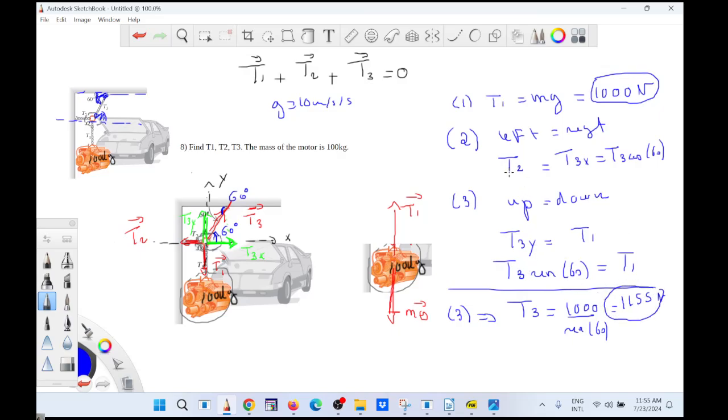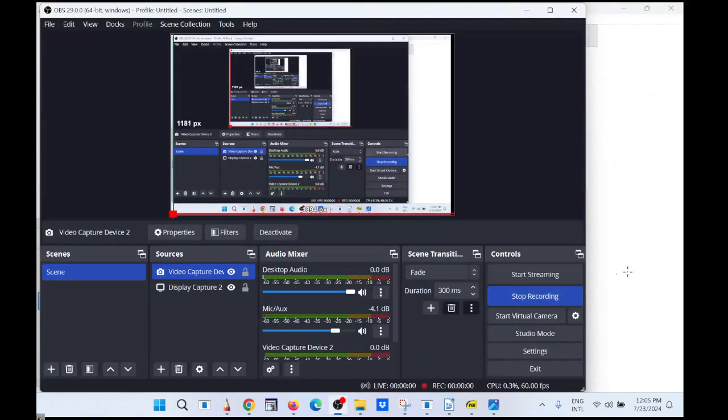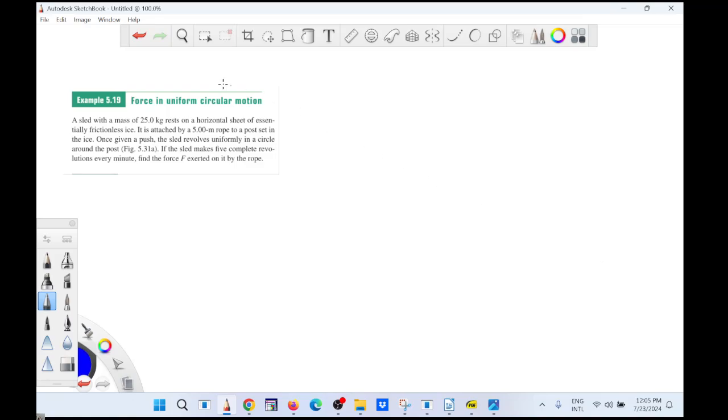Okay. And then you go back to equation 2. So from equation 2, you have T2 equals T3 cosine 60. So it's going to be 1155 cosine 60, and you get about 561 Newton. So as long as you take the components, it's not that hard. So let's move to the next one, which is not hard.